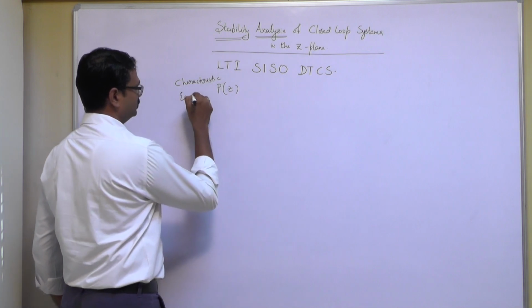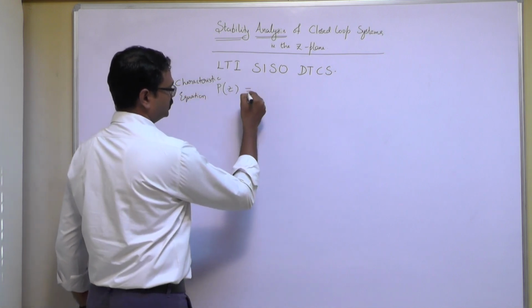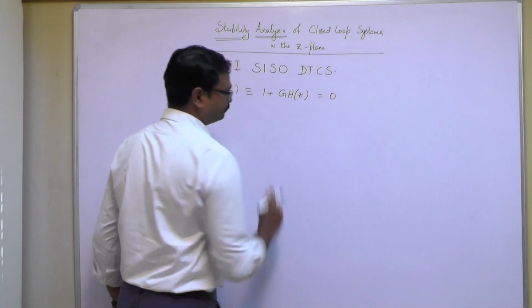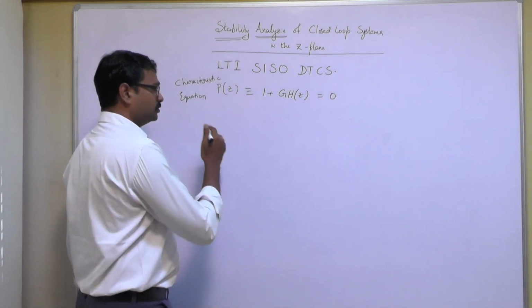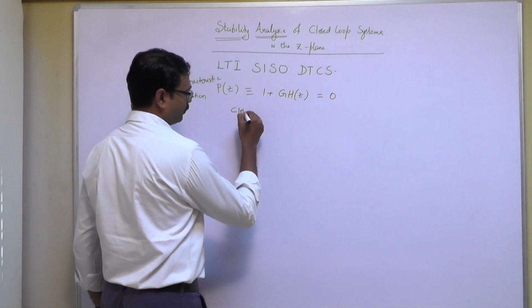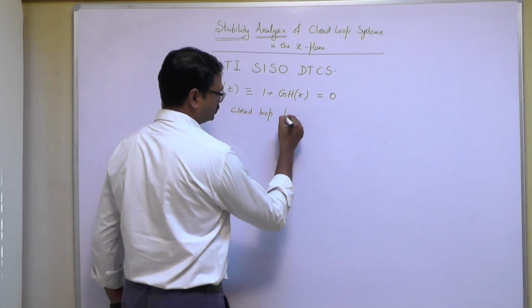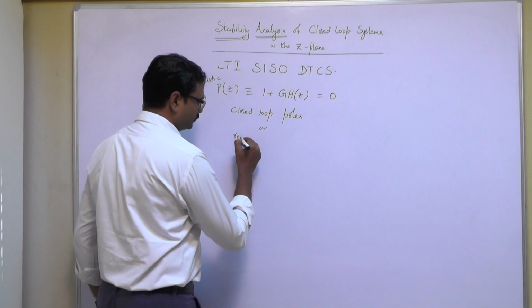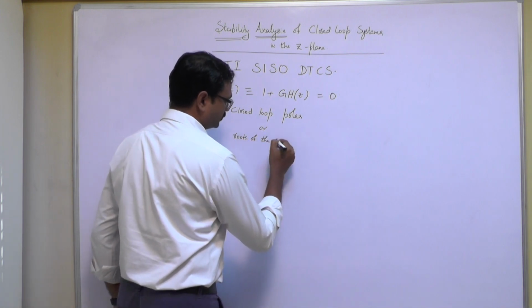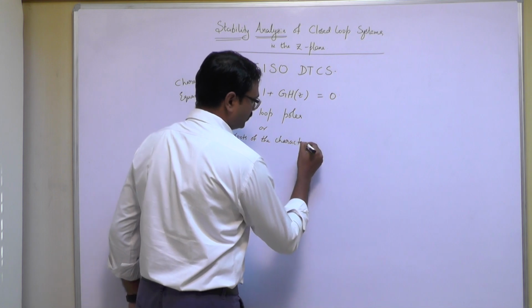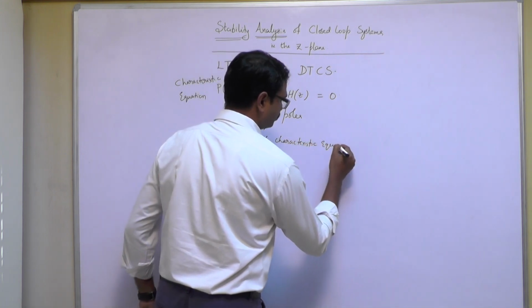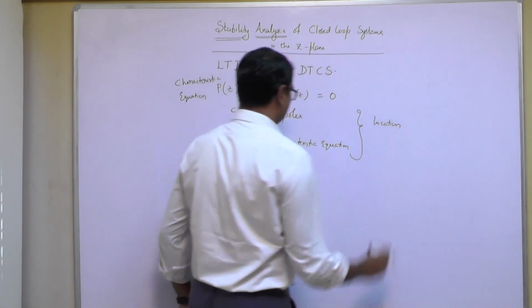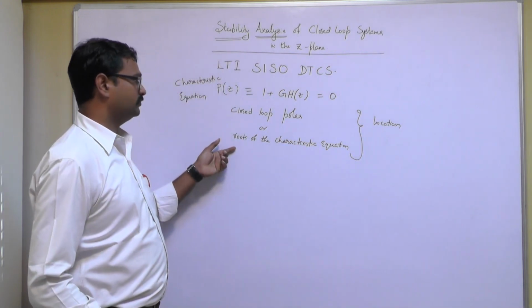The characteristic equation is P of Z equal to 1 plus G H of Z equal to 0. This is a closed loop characteristic equation, therefore the closed loop poles are the roots of the characteristic equation. The location of the closed loop poles are the roots of the characteristic equation.